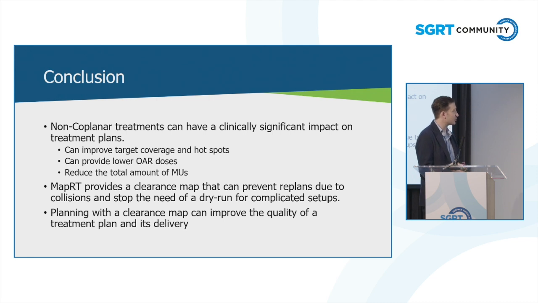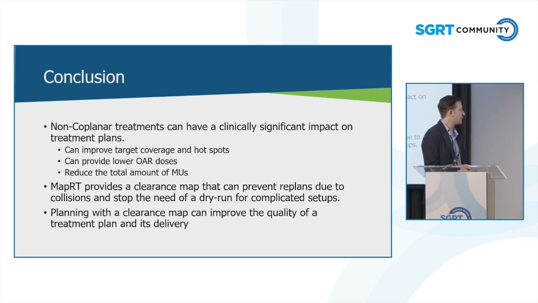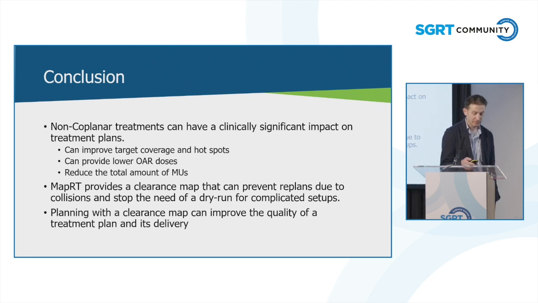You can use it to improve your target coverage and hotspots. You can improve or lower your OAR dose, or even reduce the total amount of MUs, which reduces the amount of time a patient needs to be on the table, which can result in a better outcome at least for the patient. So MapRT will provide a clearance map that helps prevent replans and eliminates dry runs. And it could actually improve the quality of the treatment plan as it's delivered.